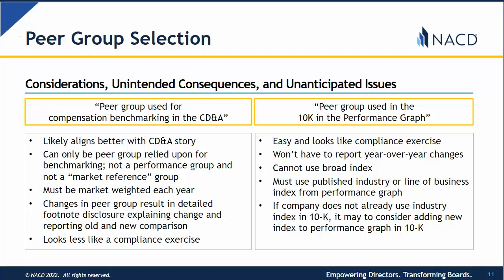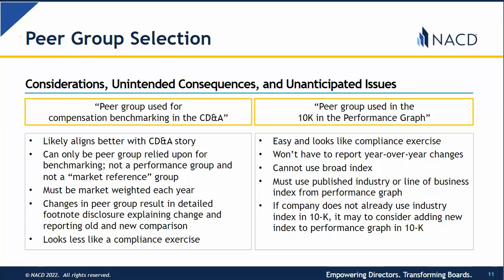But at a very high level, what the rules say is that the peer group you're using for this cumulative TSR comparison must either be the peer group you used for compensation benchmarking in the compensation discussion and analysis, or a peer group used back in the 10-K in the performance graph, which is a place many compensation practitioners don't even look at or pay attention to. But it's back there, and there are different items that are compared in this performance graph.